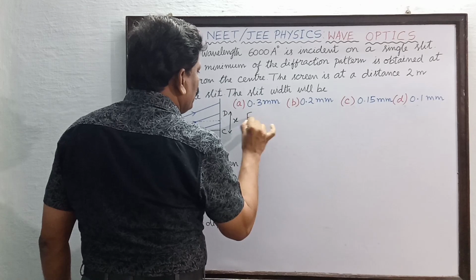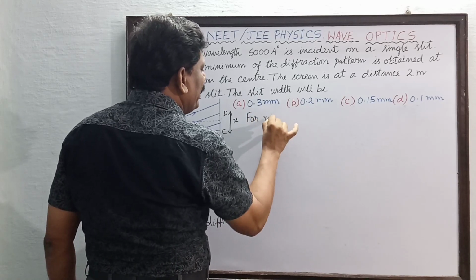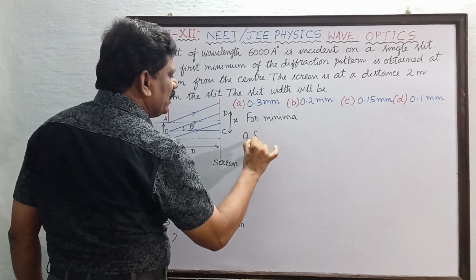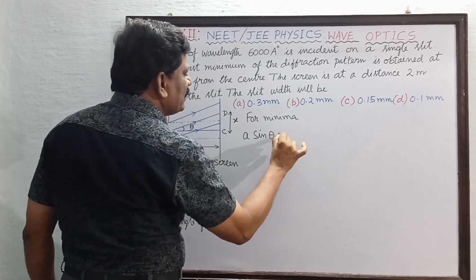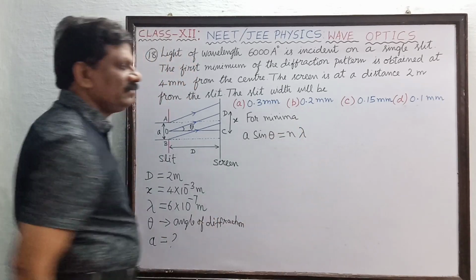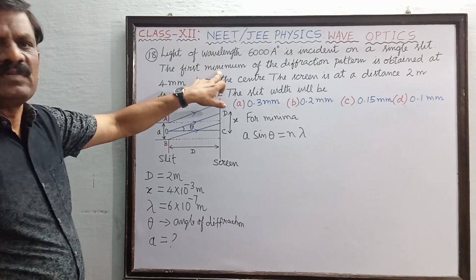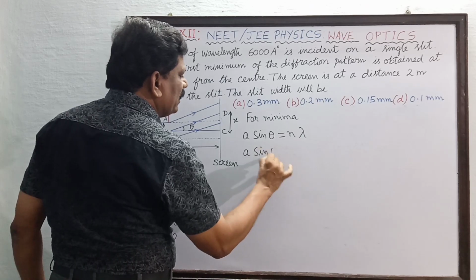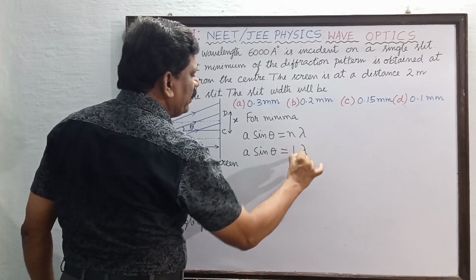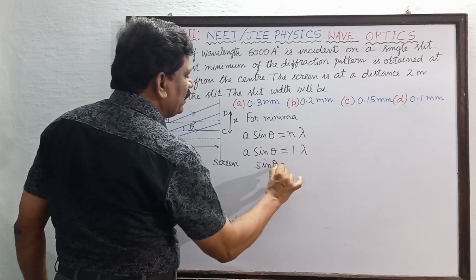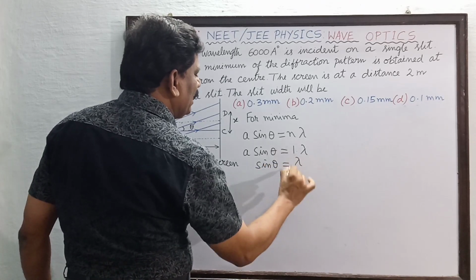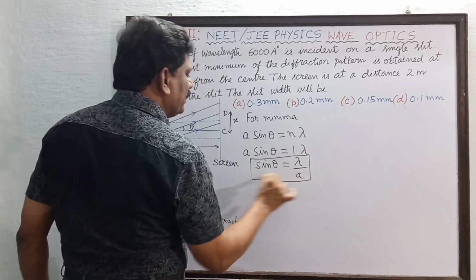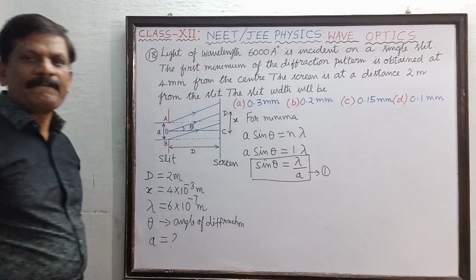Now, for minima, what is the condition for the diffraction? a sin theta is equal to n lambda. Here it is given as first minimum, so n is equal to 1. Therefore, a sin theta is equal to 1 into lambda, or sin theta is equal to lambda divided by a. So this is one equation: sin theta is equal to lambda divided by a.